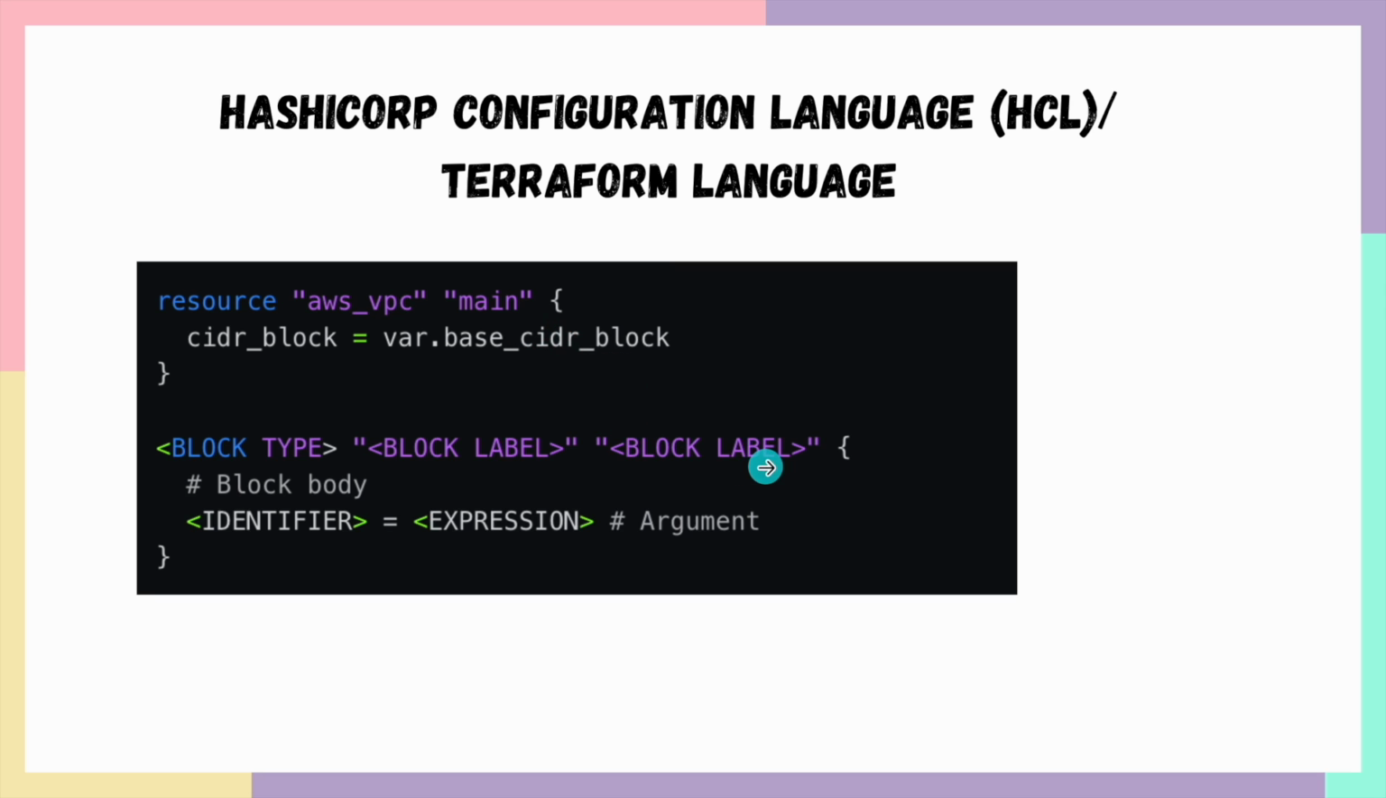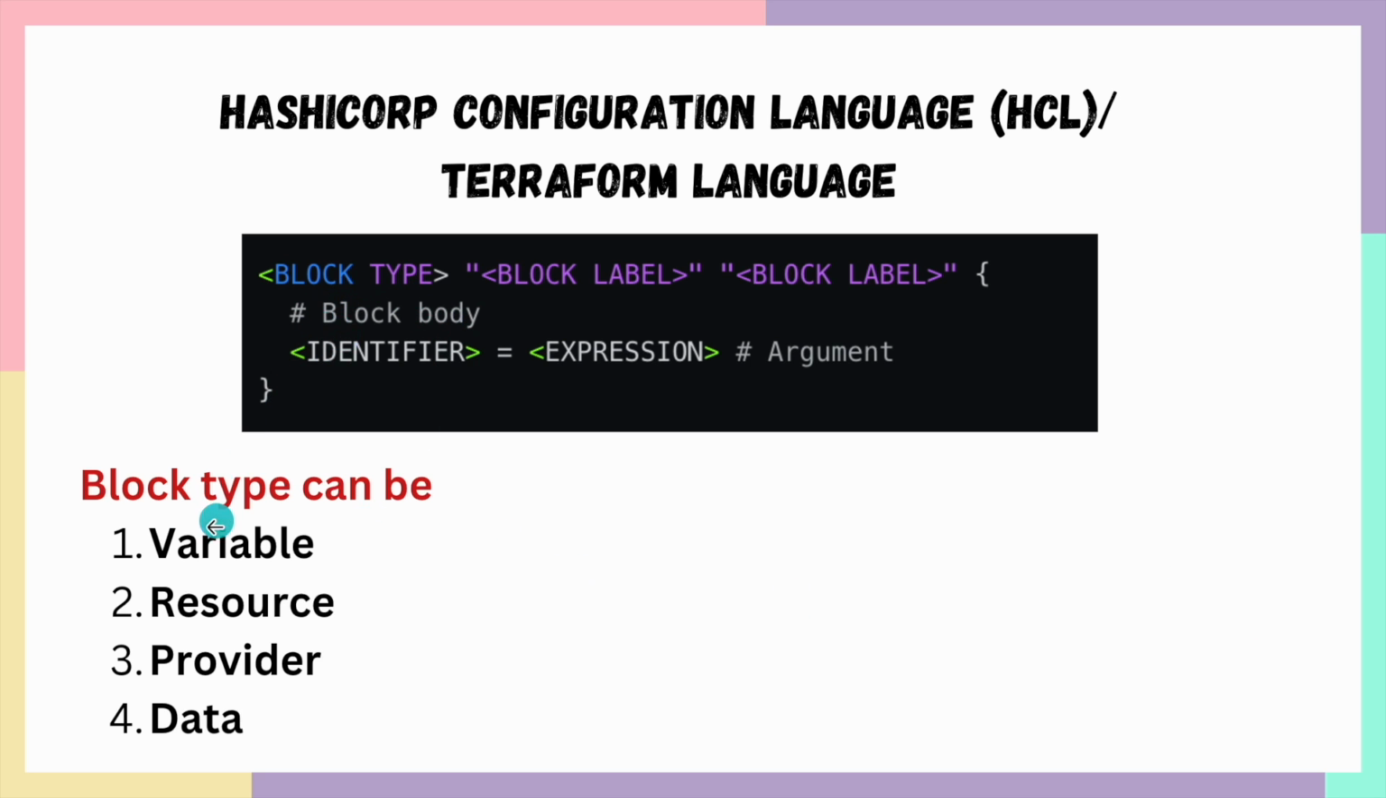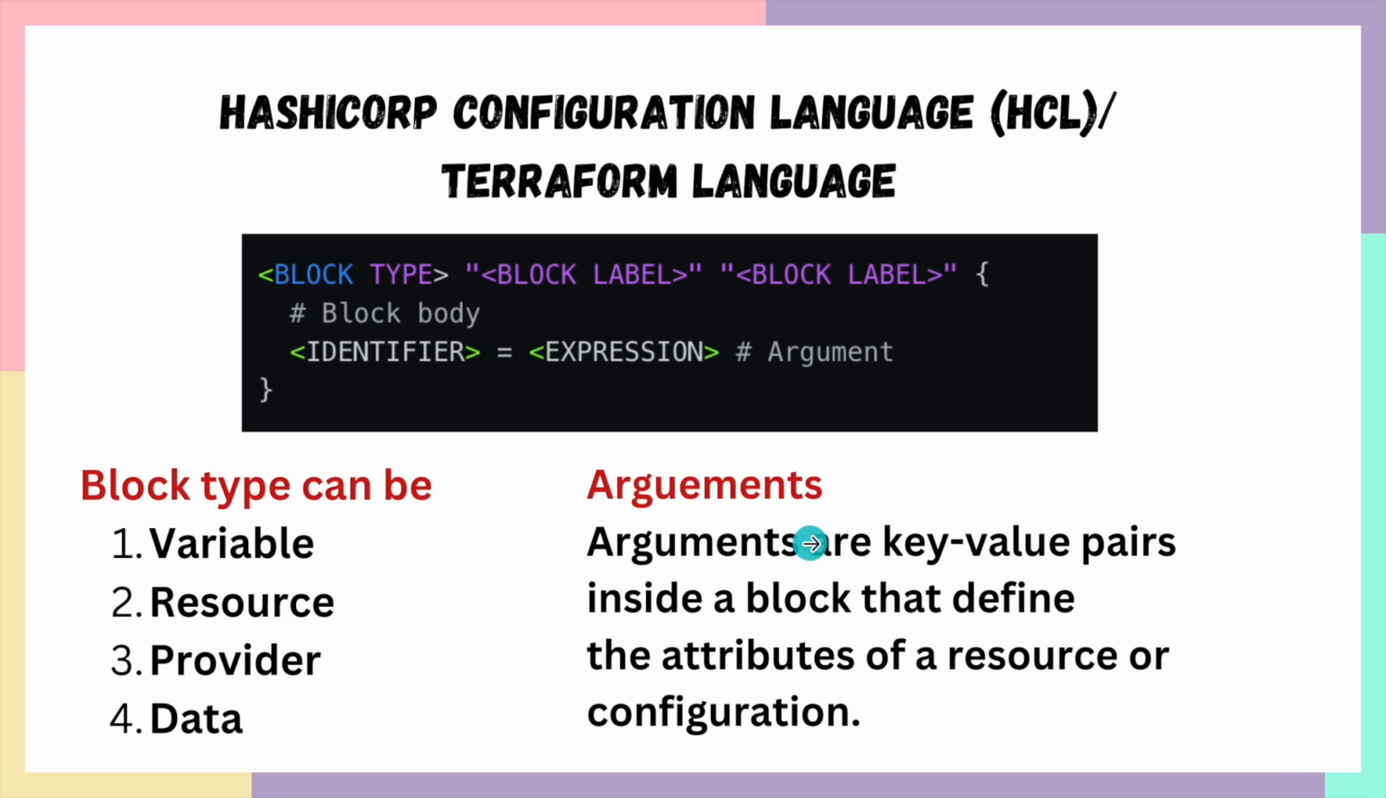It's basically an identifier for that block, and then inside that you will have the block body, which is basically key value expressions. So you will have an identifier and an expression for that. Your block type can be a variable or a resource, provider, data, and many other things which we will see when we write the code. Your arguments are the key value pairs inside a block that define the attributes of the resource that you are trying to create.